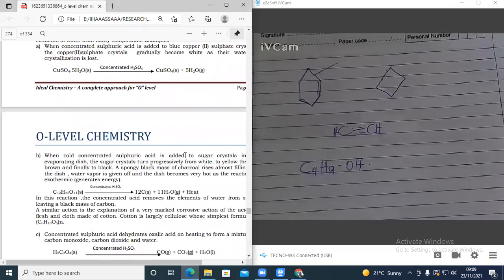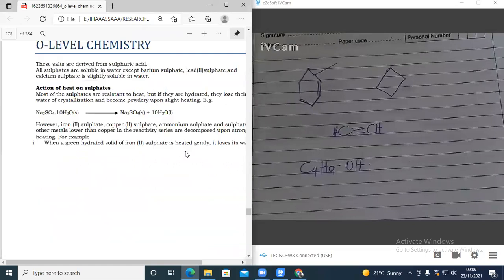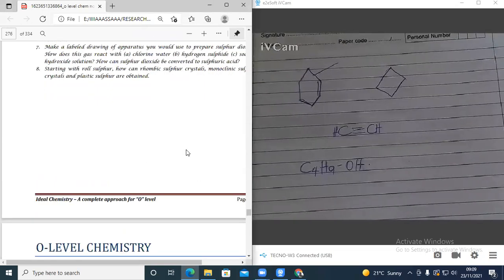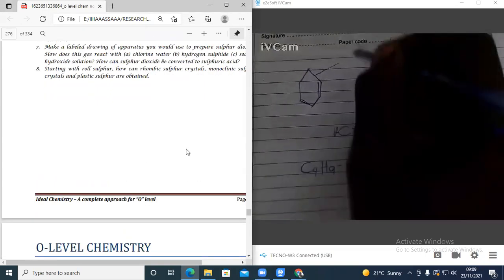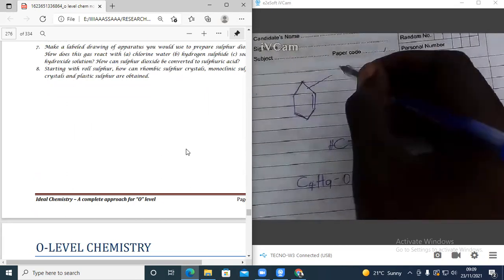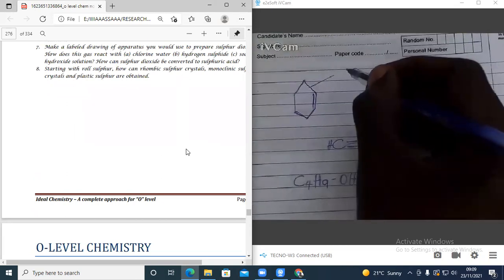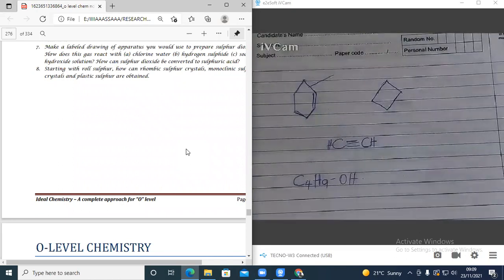What is the name of that structure? Cyclohexane. Yes, it is. Cyclohexane. There's a word I need to hear. What's the name?